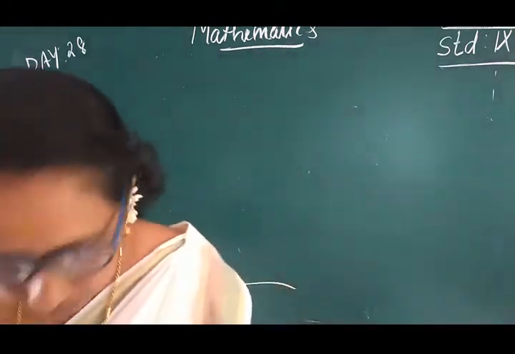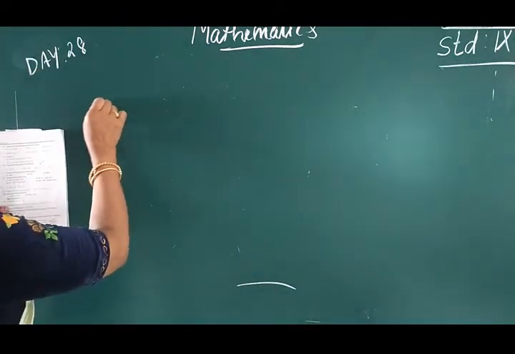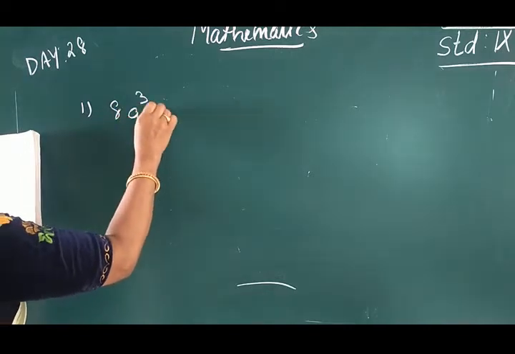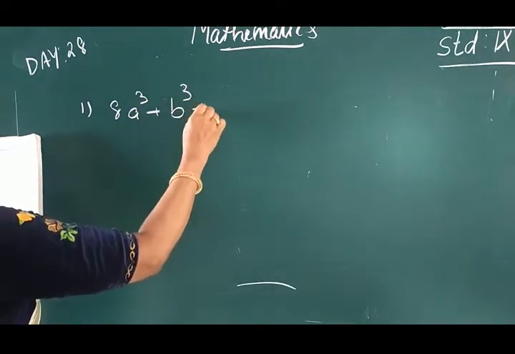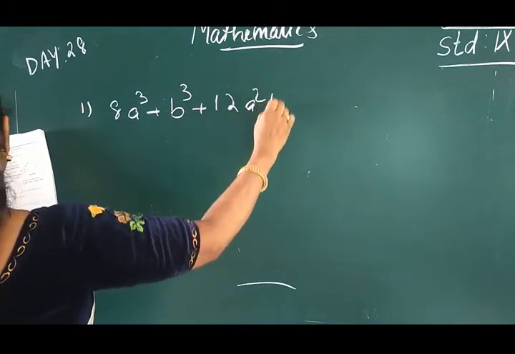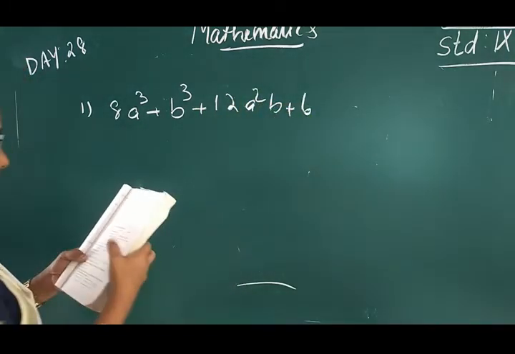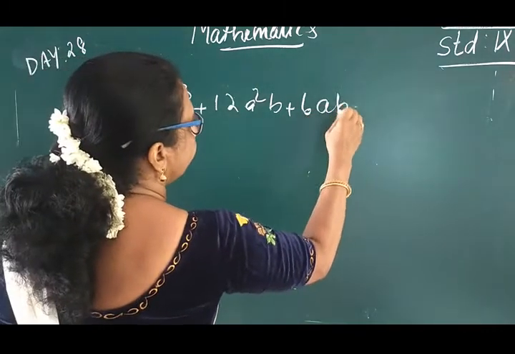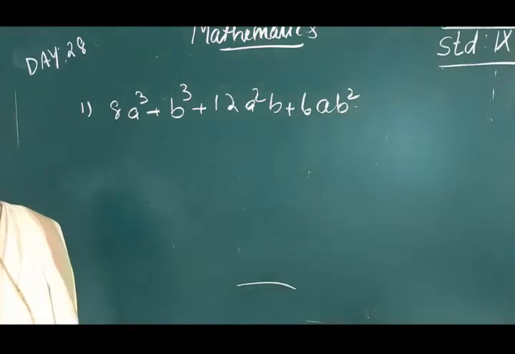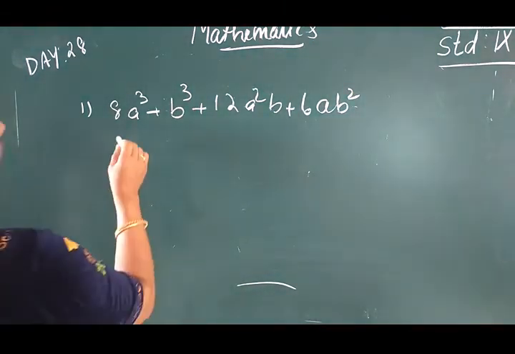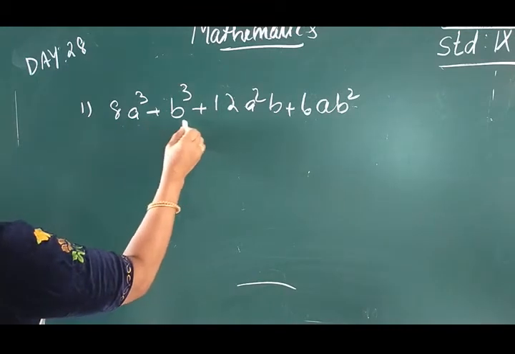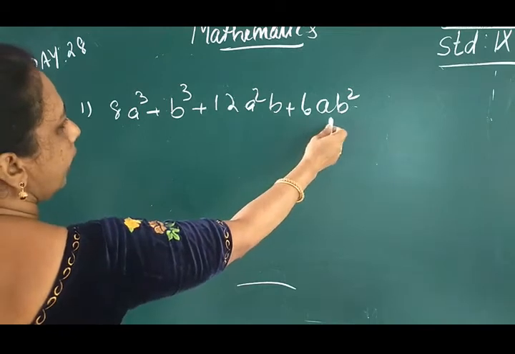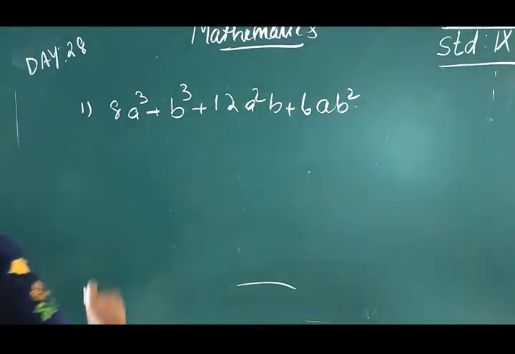The first question is 8a cube plus b cube plus 12a square b plus 6ab square.